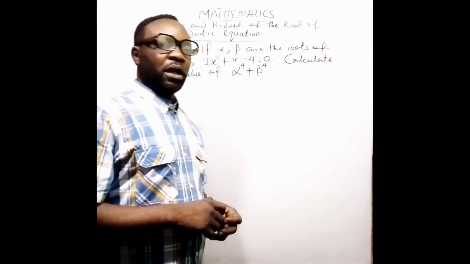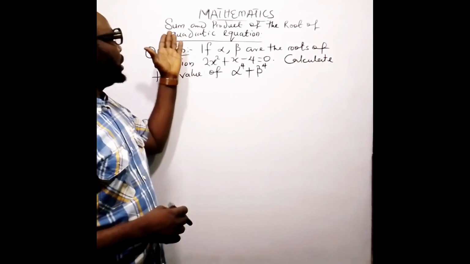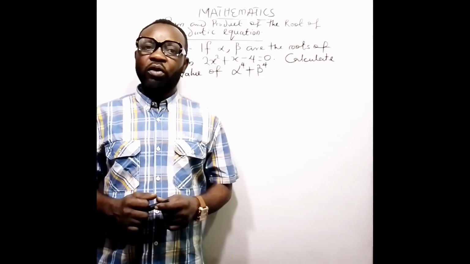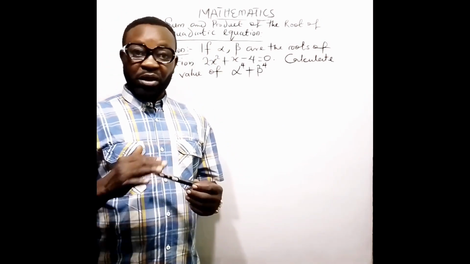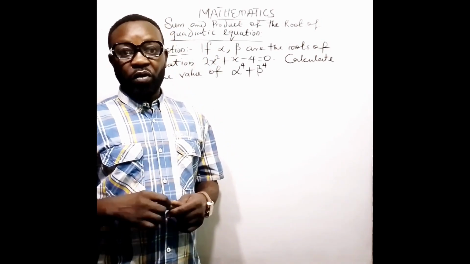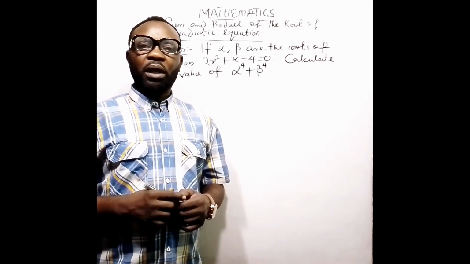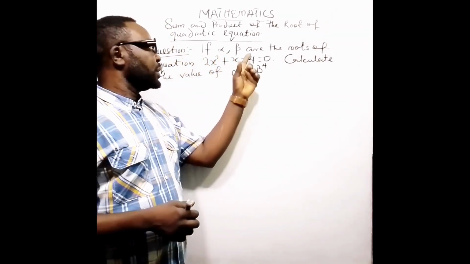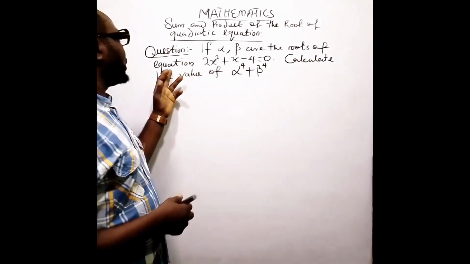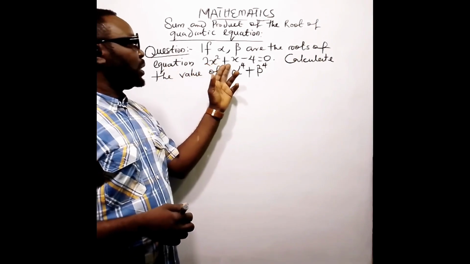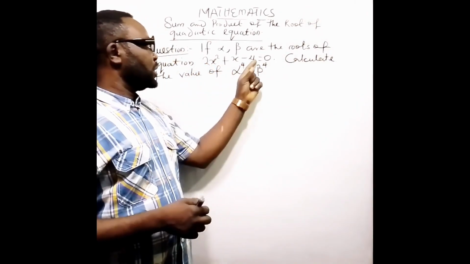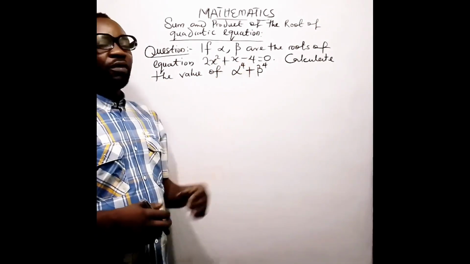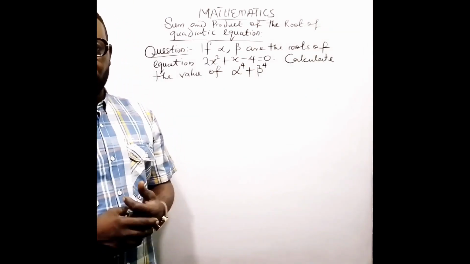Good. I want us to look at this question in mathematics. It's under the topic sum and product of the roots of a quadratic equation, which streamlines to symmetric functions of quadratic roots. Now, we are given this question: if alpha, beta are the roots of the quadratic equation 2x squared plus x minus 4 is equal to 0, calculate the value of alpha raised to power 4 plus beta raised to power 4.